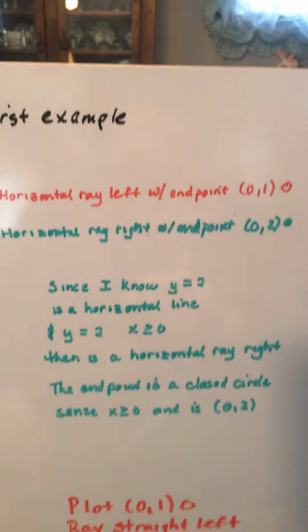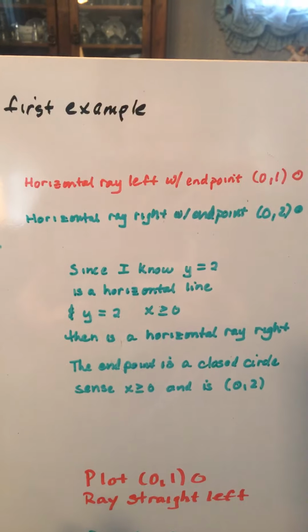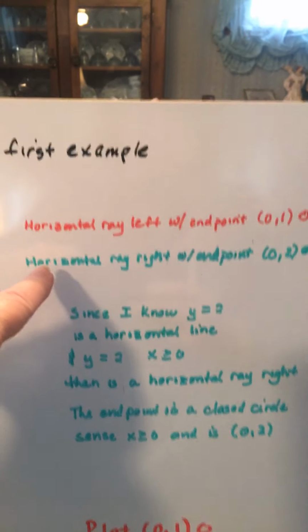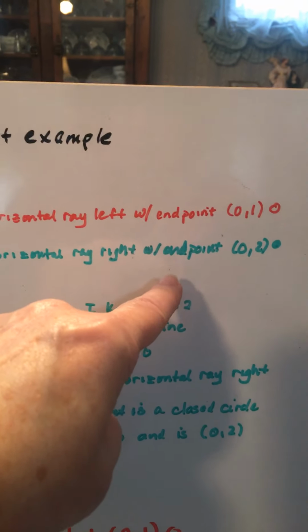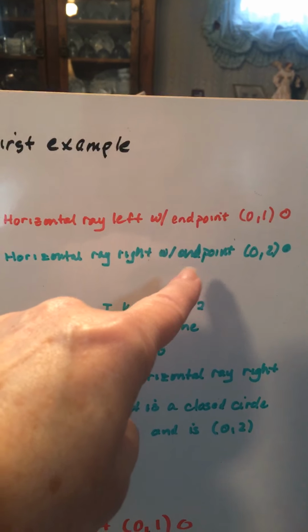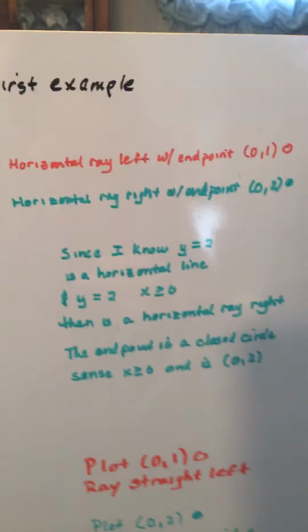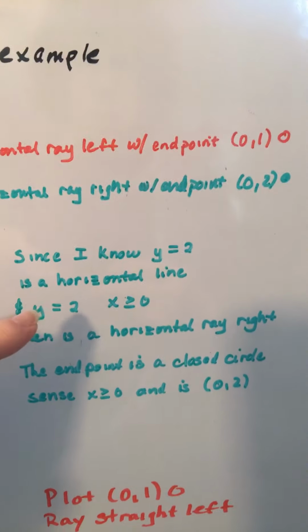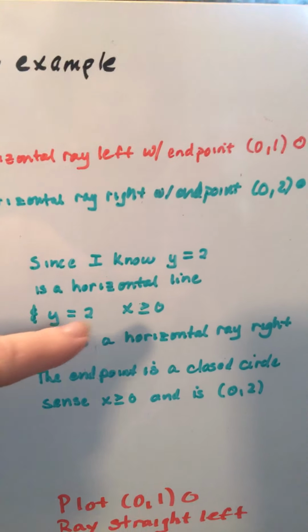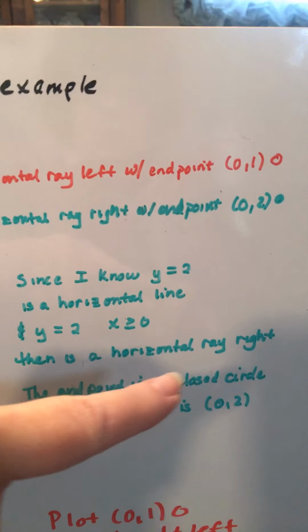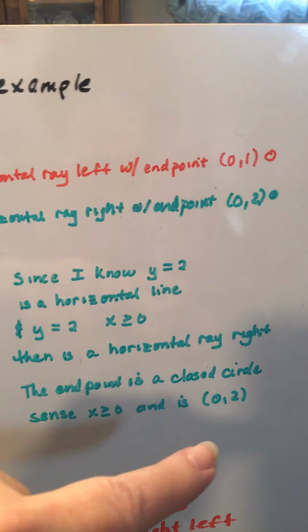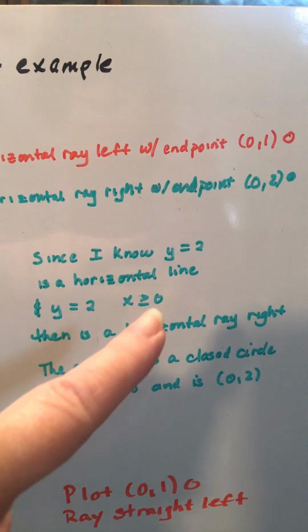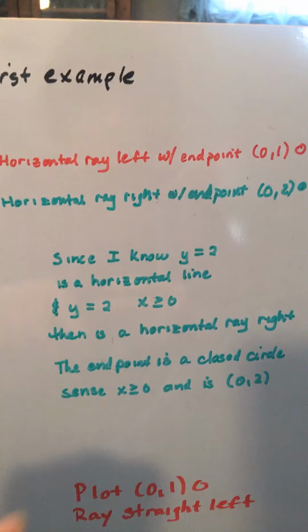So when I look over at this one, it's the same idea, only now I tell myself I have a horizontal ray moving right with endpoint 0, 2. Now, why do I know that? I know that y equals 2 is horizontal. I only want the right half, so now I know it's a ray right. And I know the endpoint is what? Plug in 0 and I get 2.